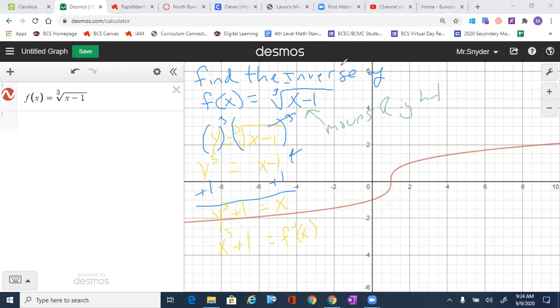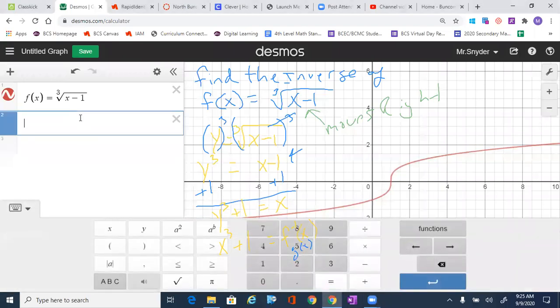Now, I'm going to check it. And if you remember, Desmos doesn't like that inverse. So I'm going to put a g of x there. Just change its name a little bit. So I come up to the top, and I'm going to type in g of x equals x cubed plus 1.